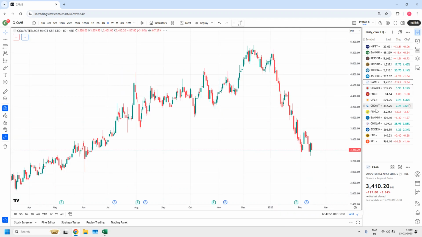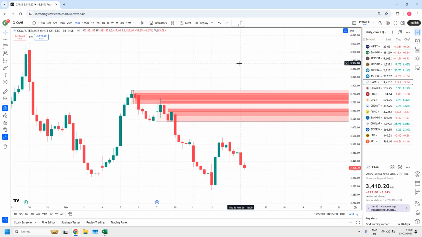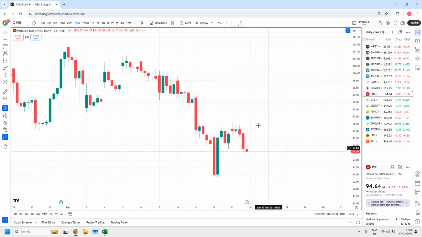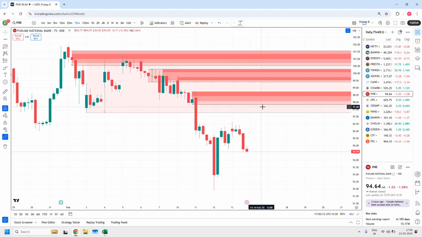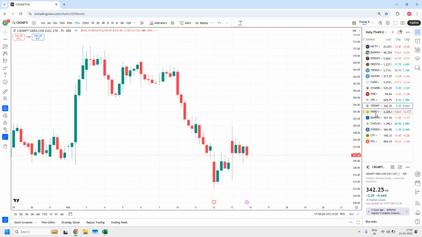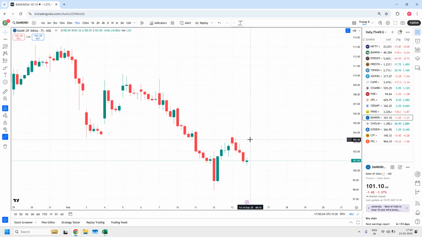And remaining in the 75 minutes, CIMS. This is a 75 minute zone. These are the order flows. Next one is PNB. This is also a 75 minute supply zone. See, so many order flows are there in PNB. Next one is Crompton, we discussed. PI India, we discussed. Bank of India, we discussed.